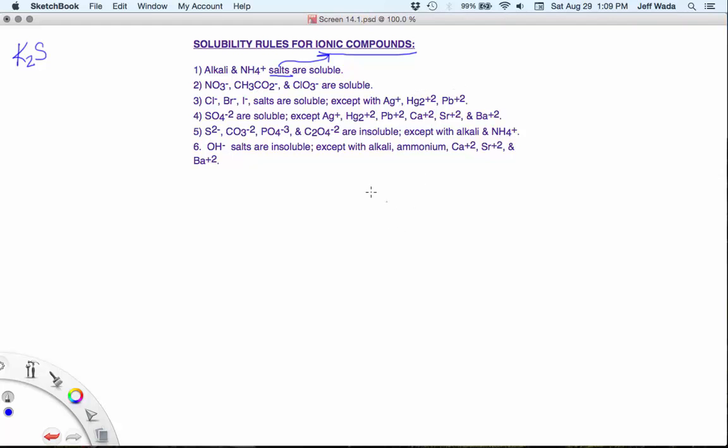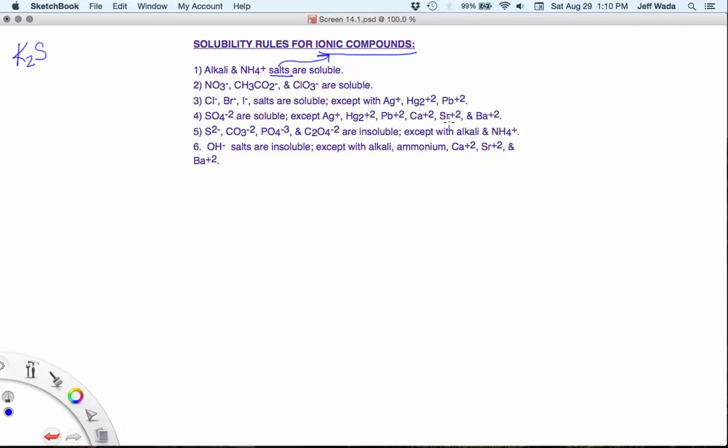Rule 4, sulfates are soluble, and this one has more exceptions. Silver, mercury, and lead. These are the 3 same exceptions as for rule 3, chlorides. And then we have calcium, strontium, barium. Calcium is element number 20, strontium number 38, and barium number 56. Calcium, strontium, and barium are all 3 alkaline earth metals.